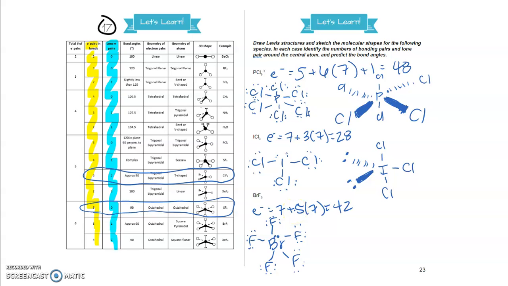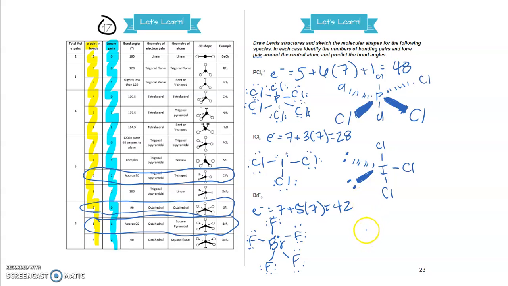Now I have 42. How many things are bound to the Br? Okay, that would be 5 things because there's 5 Fs. So 5. How many pairs of dots are on the Br? Just one. Okay, there's one pair there. So I come down to 5, 1, which looks like this.